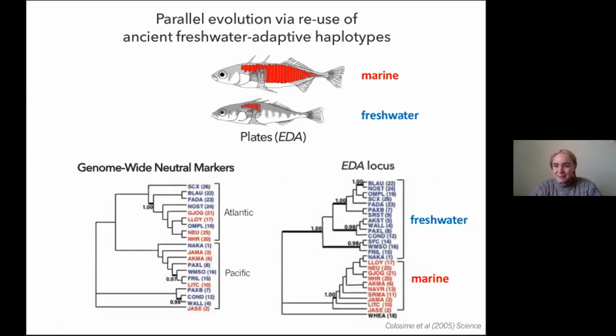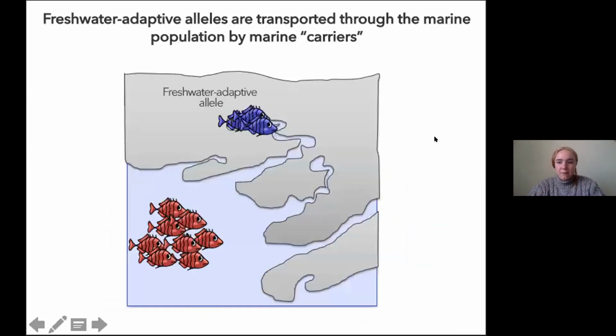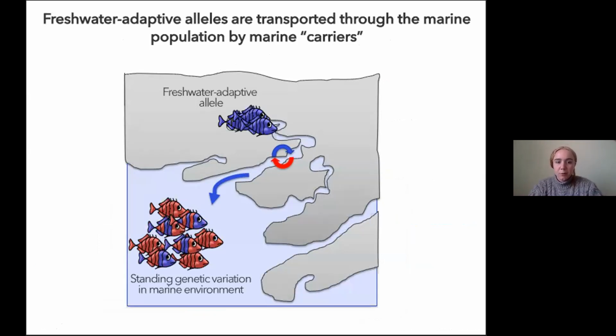And how is this possible? How can two geographically distant populations get access to the same haplotype? What we think happens is that freshwater adaptive alleles can leak into the marine population in contact zones and then stay in the marine population at low frequencies. So they are actually transported through the marine population by marine carriers. And then when a part of this marine population colonizes a new freshwater habitat, they can reuse the standing genetic variation.